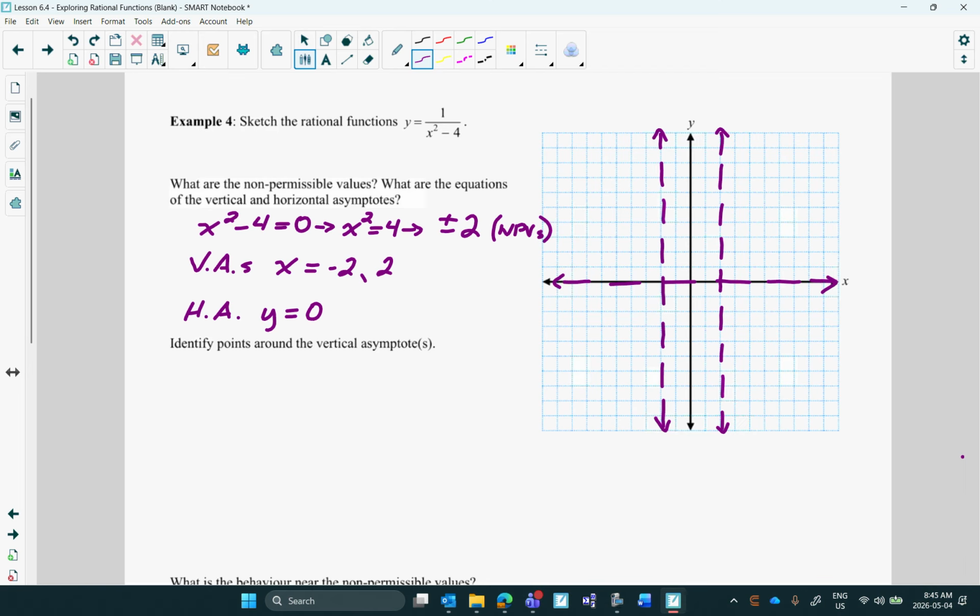Now the question is, where's the graph part? Okay, well, there's going to be part of the graph somewhere in here, part of the graph in here because it skips over this, and some part of the graph here. So in order to find where exactly the graph is in these sections, I want to pick values on either side of each vertical asymptote.